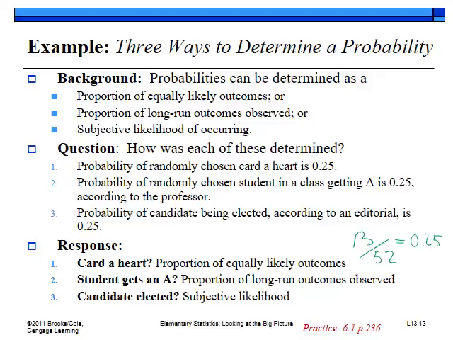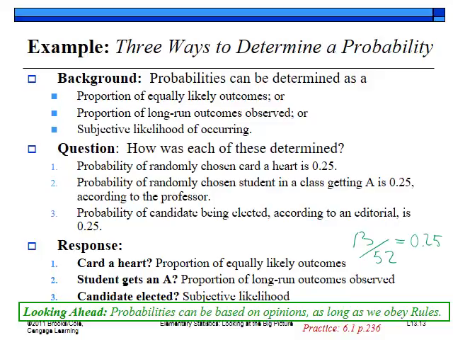Finally, because the election of a candidate only happens once, that election is unique. It has never happened before, it will never happen again. There's no way to use equally likely outcomes or long-run outcomes to determine the probability. Therefore, this probability is assigned intuitively or subjectively. In general, subjective probabilities are less reliable, but they can still be valid probabilities as long as we obey the rules of probability.